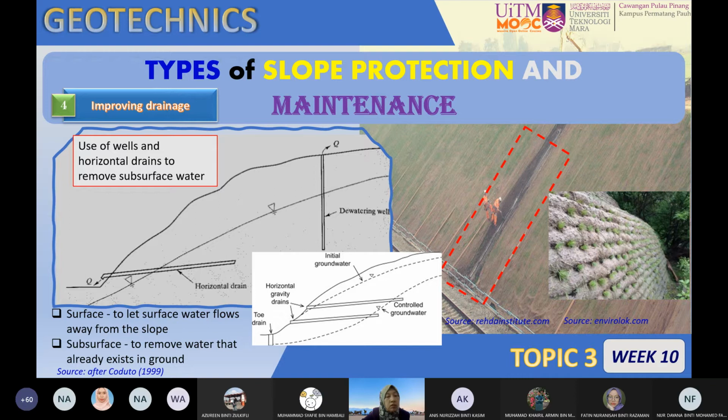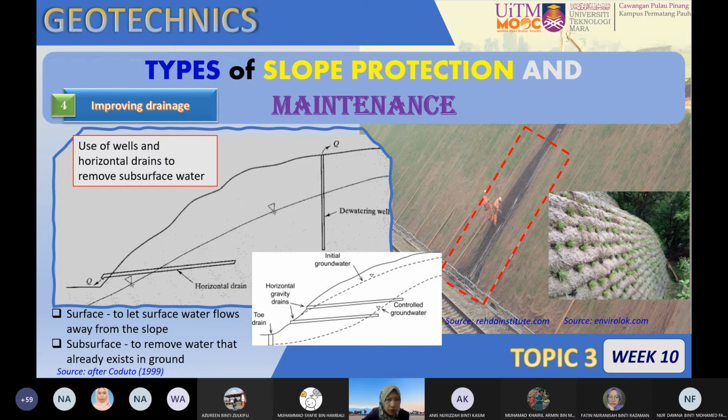This is the recommendation for how you can place drains inside your slope, in horizontal drains for example, or using dewatering wells. The use of wells and horizontal drains removes subsurface water. For this drainage, we have surface water flow out and also subsurface water flow out. The surface conditions let surface water flow away from the slope, meanwhile subsurface drainage removes water that already exists in the ground.